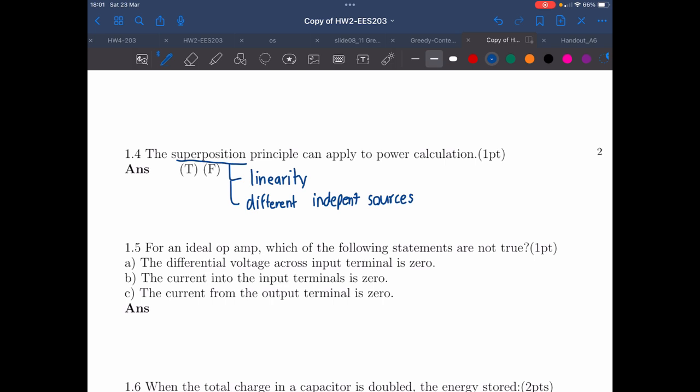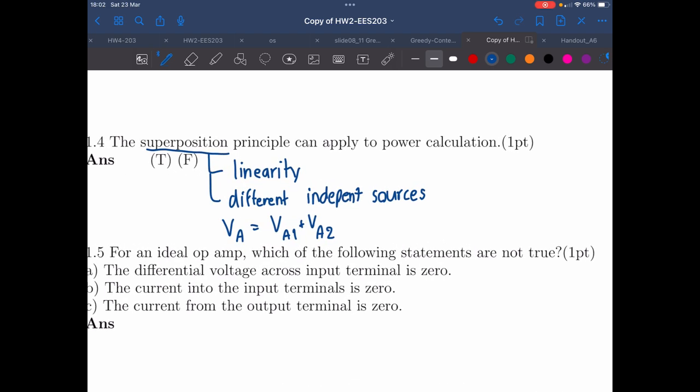Each independent source contributes to the overall circuit, and we can apply this as, for instance, the voltage at the specific node A could equal V and 1. By that it means that the voltage at node A is the sum of the voltages at A considering one independent source at a time.